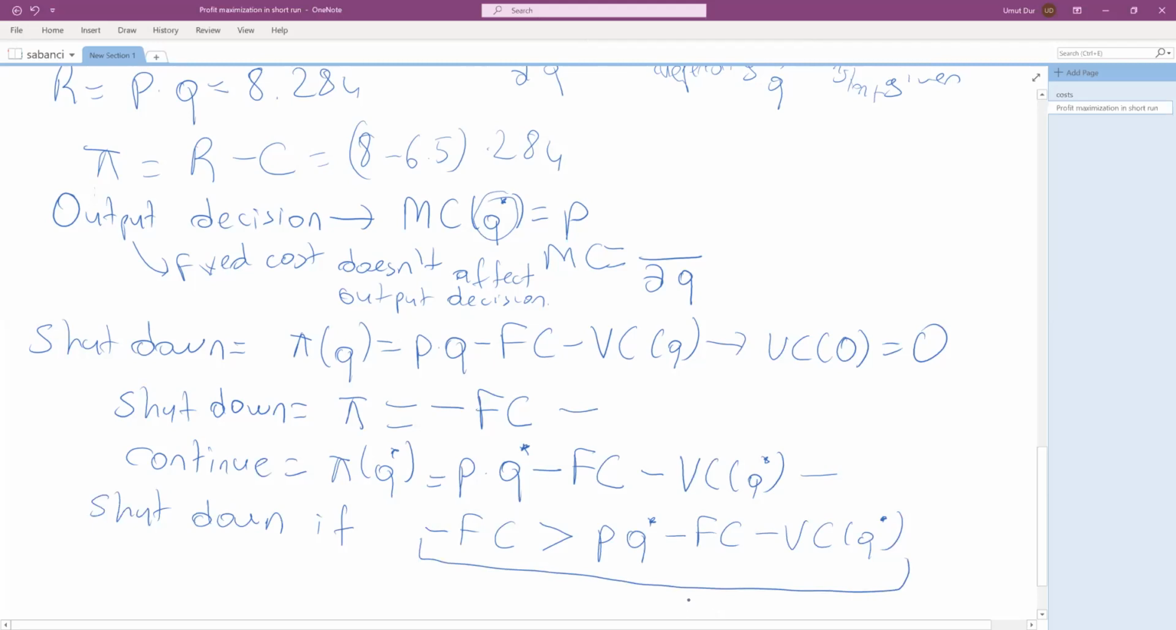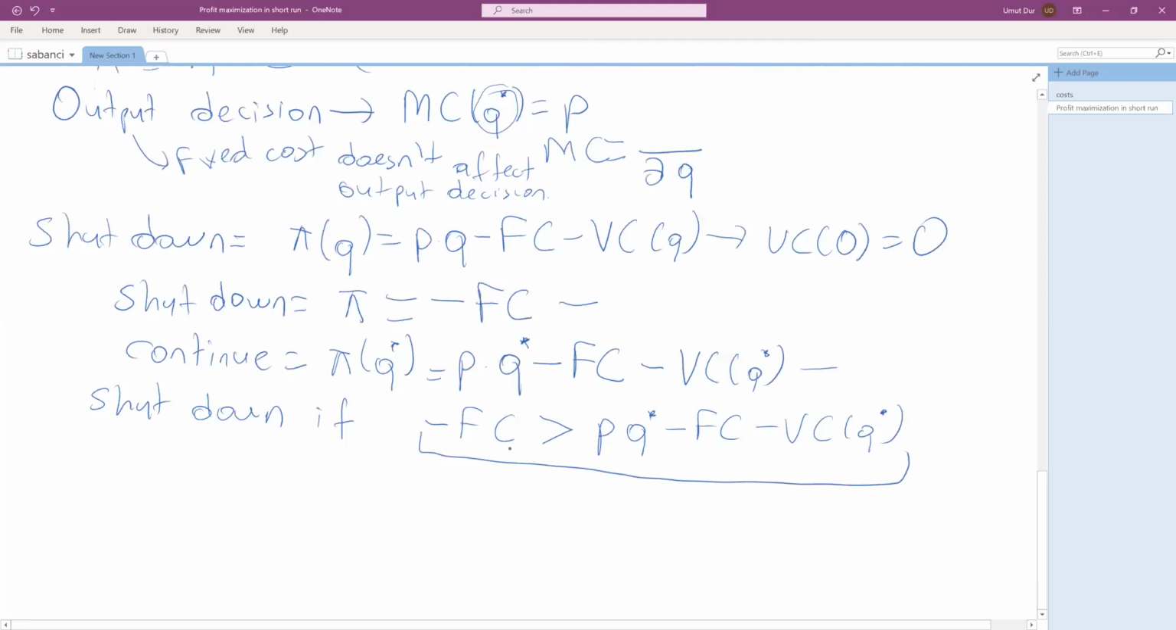And if I continue here, this will cancel this. So what is left is basically I will shut down if 0 is greater than PQ star minus variable cost Q star. In other words, if I take variable cost to the left hand side, PQ star.